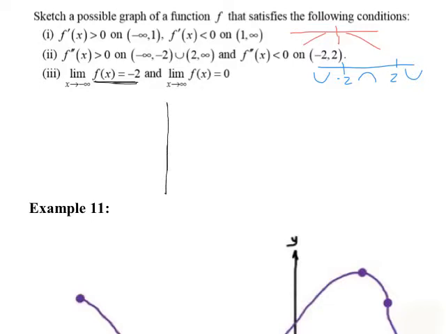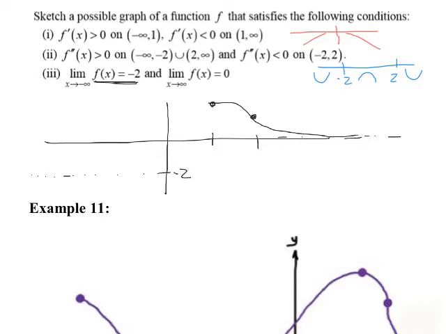So let's start with the end behavior. Our function is going to approach -2 on the left-hand side, and it's going to approach 0 on the right-hand side. Looks like at 1 we attain a maximum, and at 2 we're going to have a concavity change. So we get concave down to concave up. So that's going on there.